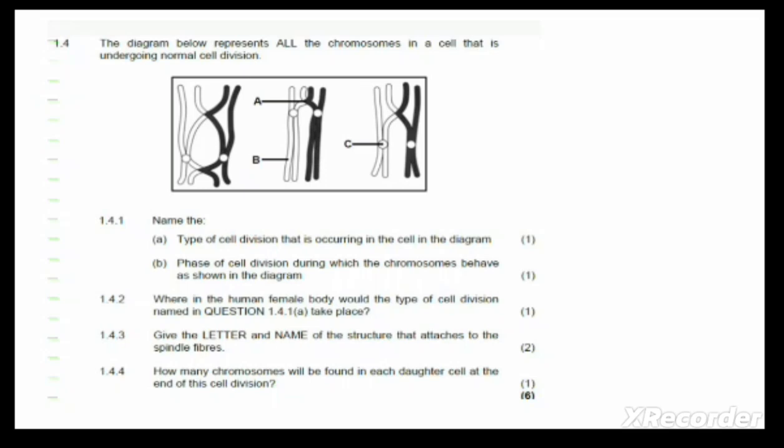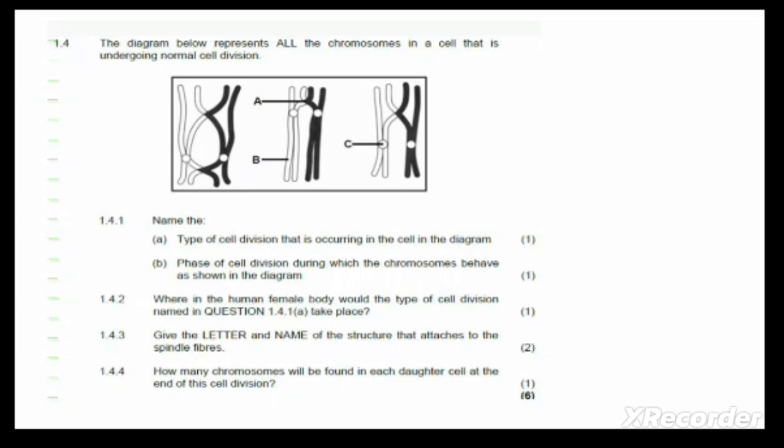Where in the human female body would the type of cell division named in question 1 take place? That is the ovaries. The next question says give the letter and name of the structure that attaches to the spindle fibers. So during anaphase 1, chromosomes attach themselves to the spindle fiber with their centromere. So that is C, and the name is centromere.